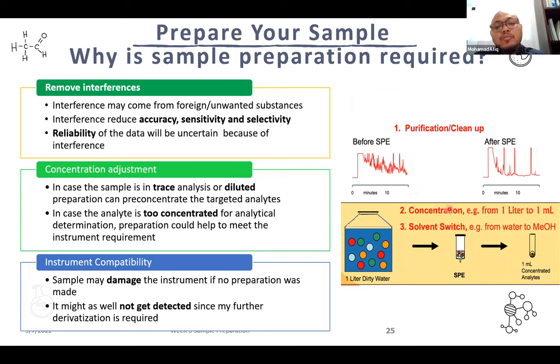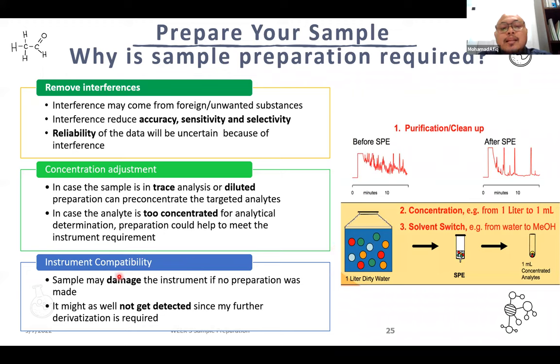If the concentration is too diluted, too little, we can add more, we can concentrate it. If the concentration is too high, your instrument will get an error as well. There will be problems for detection. So you can lower it down to the right concentration. That's why I say it actually works both ways.